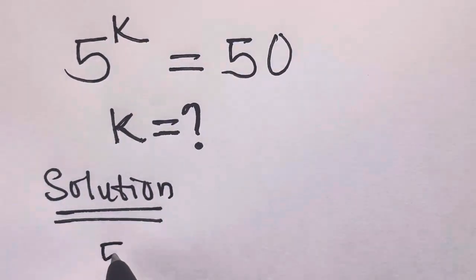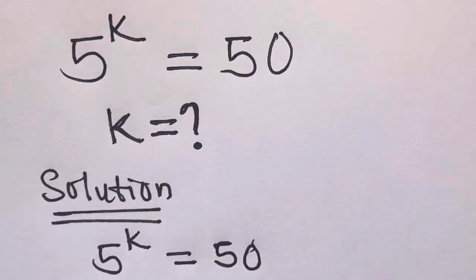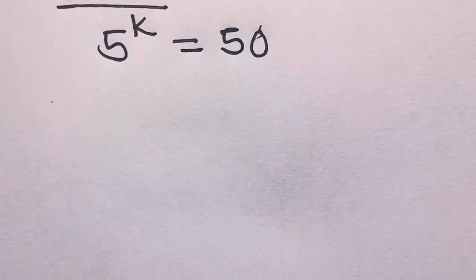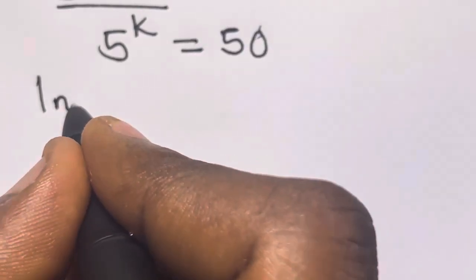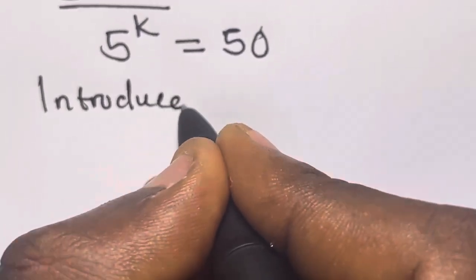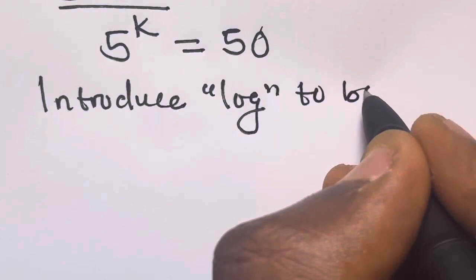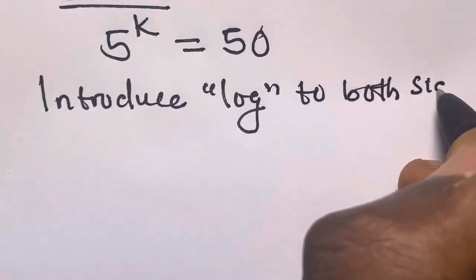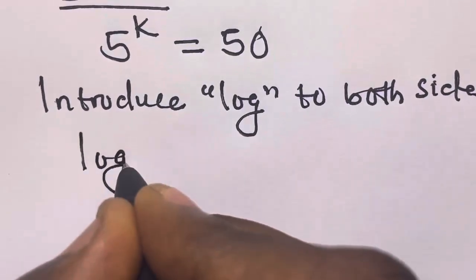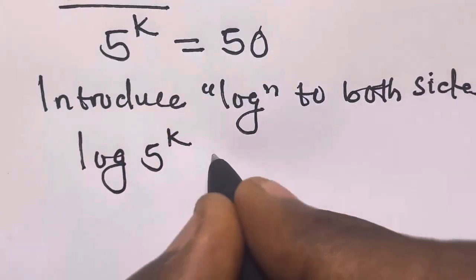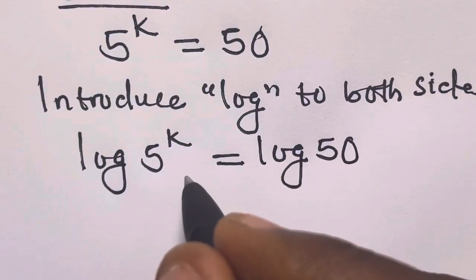We have 5 raised to power k equals 50. So from here, we introduce log to both sides. So we have log 5 raised to power k equals log 50.